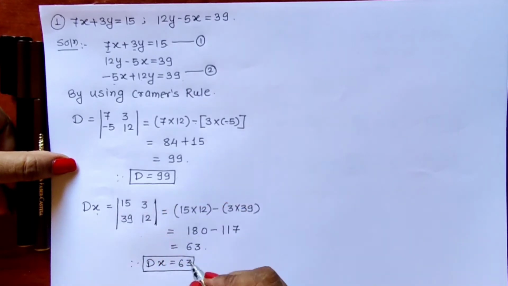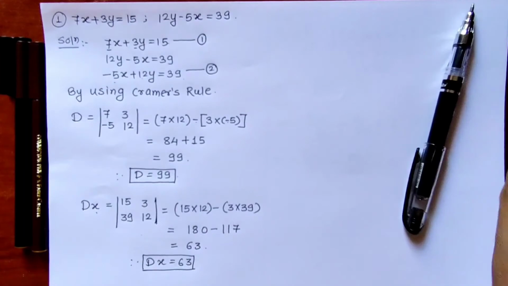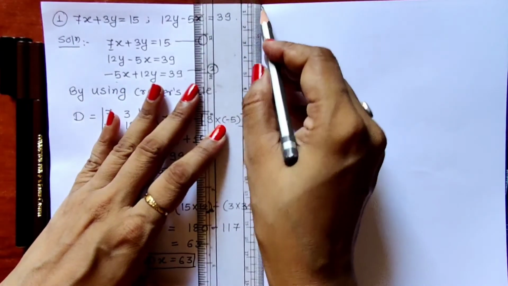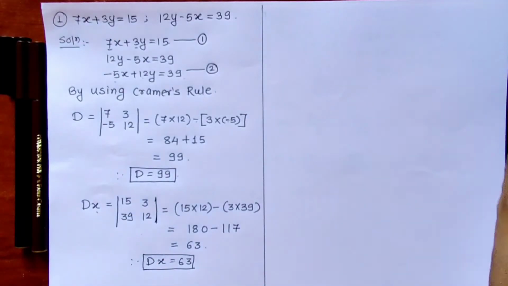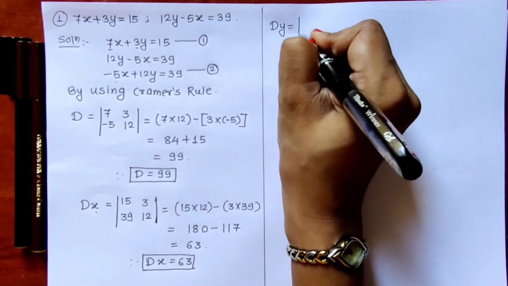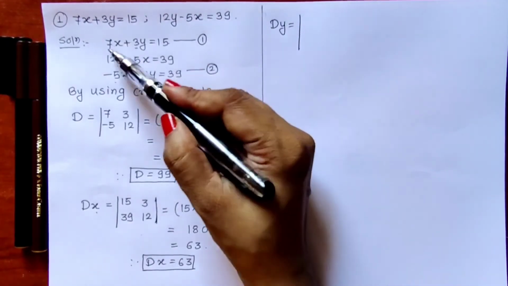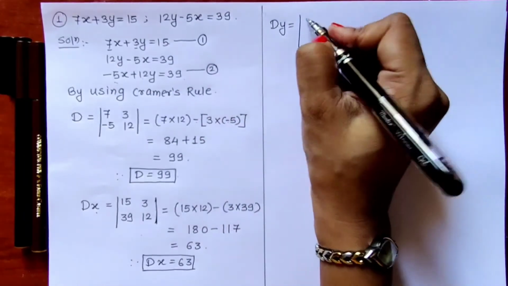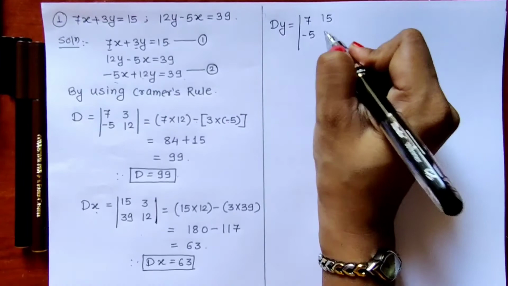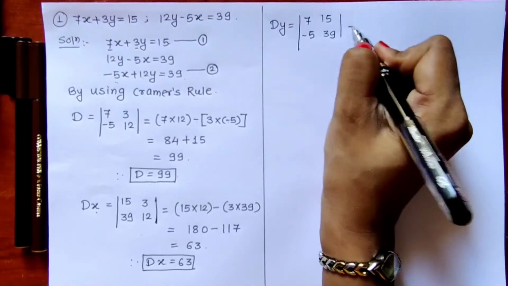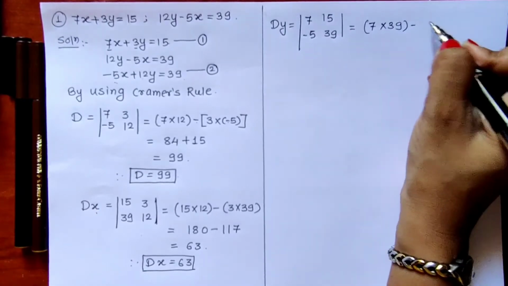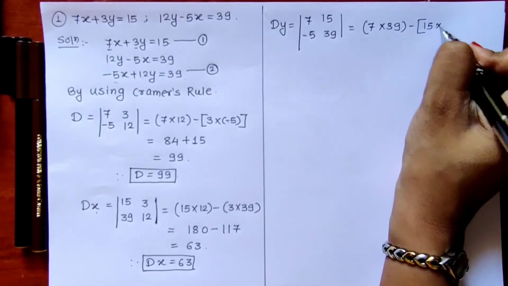So we have got D and Dx. Now what should be the next step? We will have to get the Dy value. Let me do the partition. Now here Dy we will solve. Dy means what? Coefficients of x and constant term. That means 7, minus 5, and constant terms are 15, 39. Cross multiply: 7 into 39 minus 15 into minus 5.